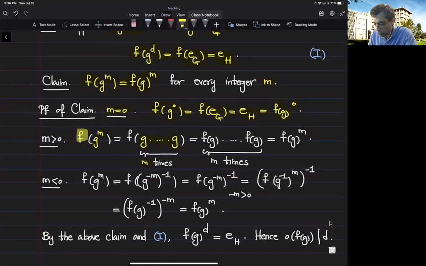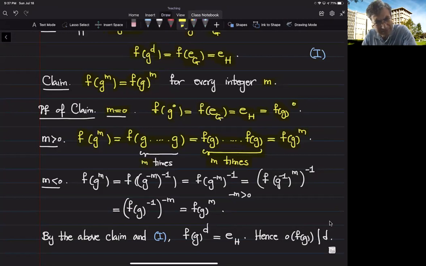Now I'm applying this group homomorphism to this product. Knowing that f is a group homomorphism, we can conclude that it preserves the group operation. That means instead of applying f to a product, I can multiply after applying f. So I apply f to g and then multiply f applied to g and then multiply f applied to g, and I need to do it m times. So I get f of g multiplied to itself m times, which is the definition of f of g raised to power m. So again, if m is positive, we get the desired equality.